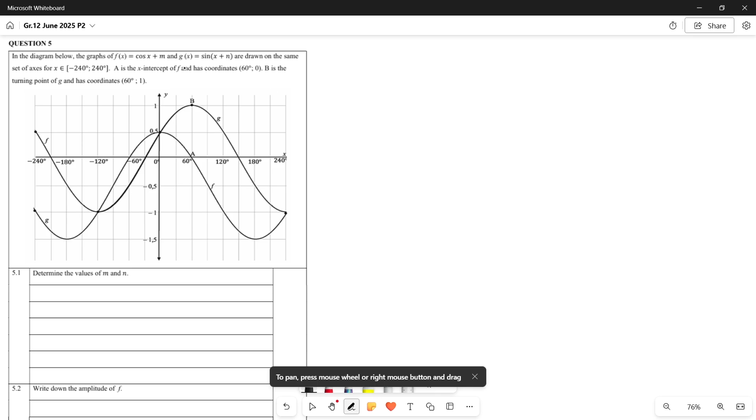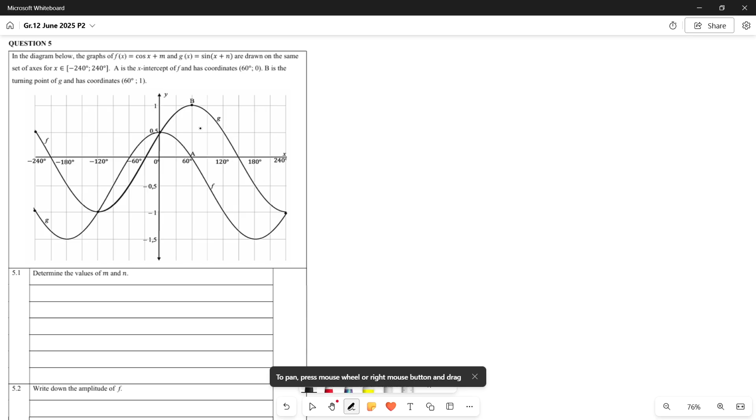Great. So we're on question 5 of the grade 12 June 2025 math paper 2. Question 5 is saying in the diagram below, the graphs of f of x equals cos x plus m and g of x equals sin(x plus n) are drawn on the same set of axes for x is an element of negative 240 to 240.